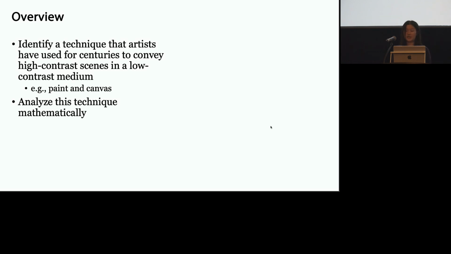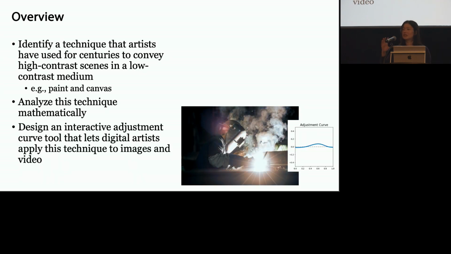In this talk, we'll start by looking at a technique that artists have used for hundreds of years to convey high contrast scenes in low contrast media like paint and canvas. We then analyze the technique mathematically and see how we can reproduce it in an image editing tool. Based on this analysis, we designed an interactive tool for applying and controlling this technique in digital images and videos. So let's start by looking at why it's hard to convey high contrast scenes in a painting and how artists have made clever use of color to address this challenge.